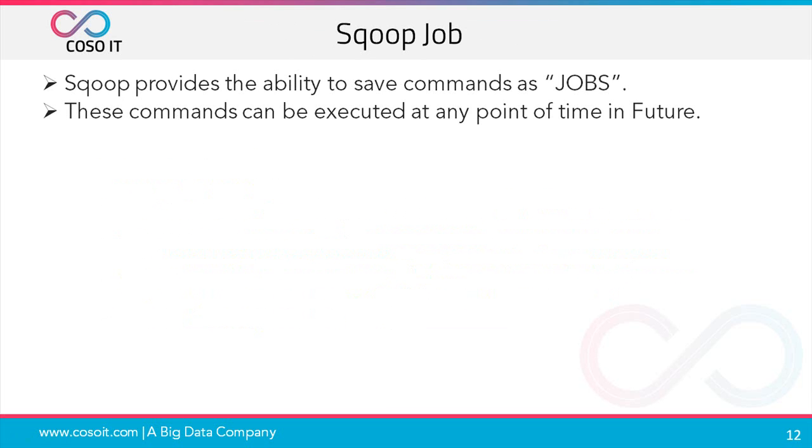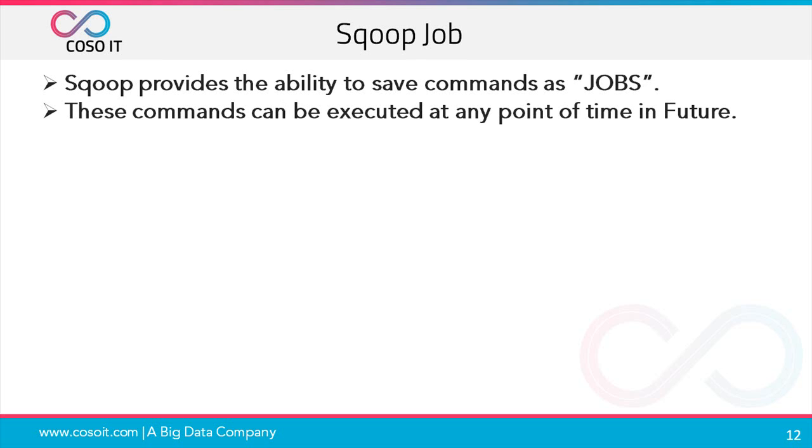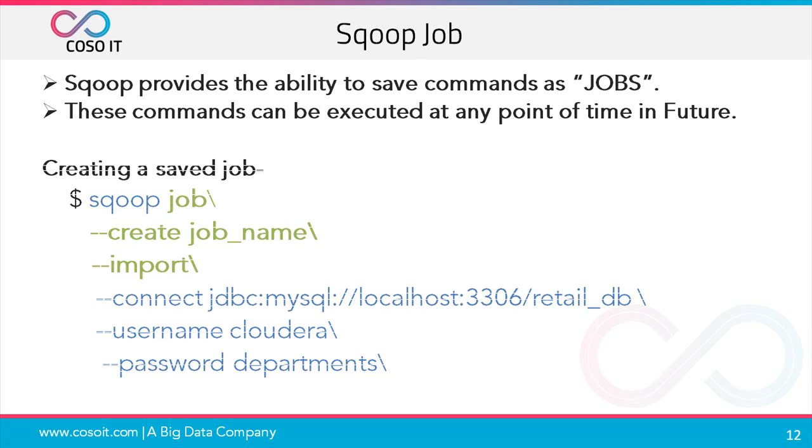Let us see what a Sqoop job is. Sometimes we need to repeat import and export commands either on a set schedule or as a part of the development process. So for this, Sqoop provides the ability to save commands as jobs. These commands can be executed at any point of time in future. Use the following command to create a saved job. Creating saved jobs is done with the --create action and then we specify whether the job is for import or export. Then we give the other necessary parameters as we give in other Sqoop commands.